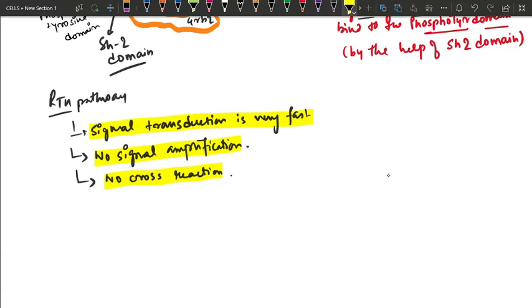But in the case of the GPCR, if a small amount of ligand is interacting with the receptor, then it will lead to signal amplification and the response will be large. But in the case of the RTK, the response is proportional to the ligand, that's important, and the response will be very unique, so there won't be any kind of cross reactions. These 3 points are very important. They will ask questions from you. What is the difference between the RTK pathway and the GPCR pathway? They can give you different options, and these are the 3 options. And the reverse is the case for the GPCR, right?